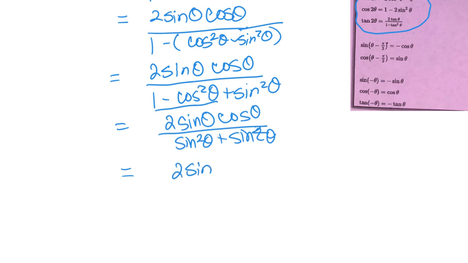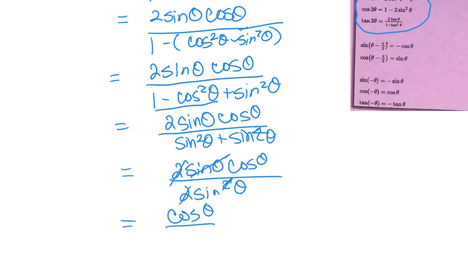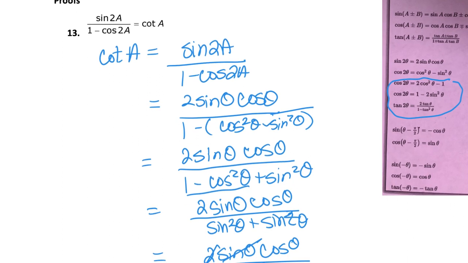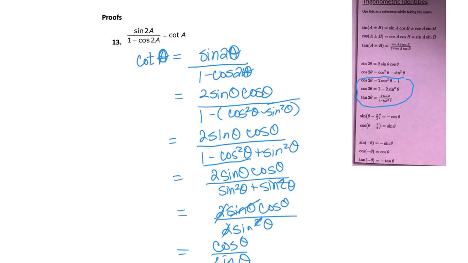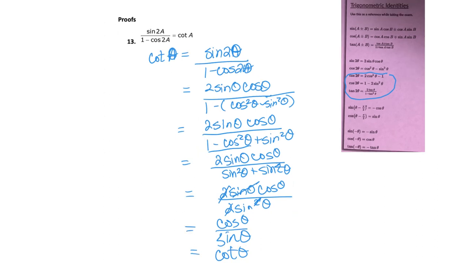So I got 2 sine theta cosine theta over 2 sine squared theta. So now this will cancel and that'll cancel, and the 2's will cancel, leaving me with cosine theta over sine theta, which equals cotan theta, which is what I wanted. Oh, whoops. I'm going to change all these to thetas. My bad. So we did end up getting back where we started.